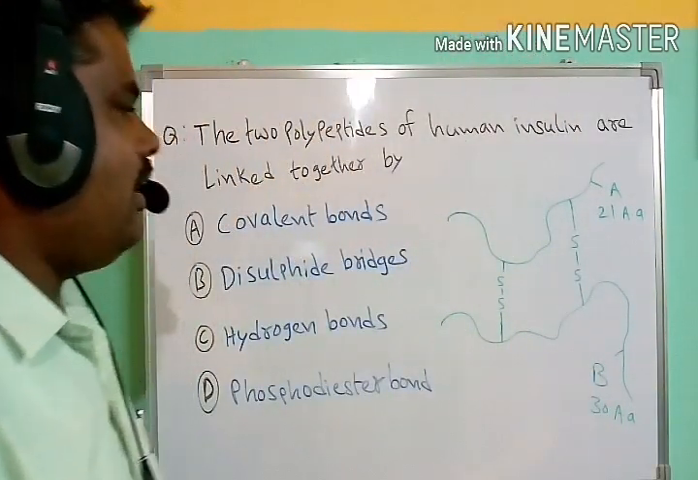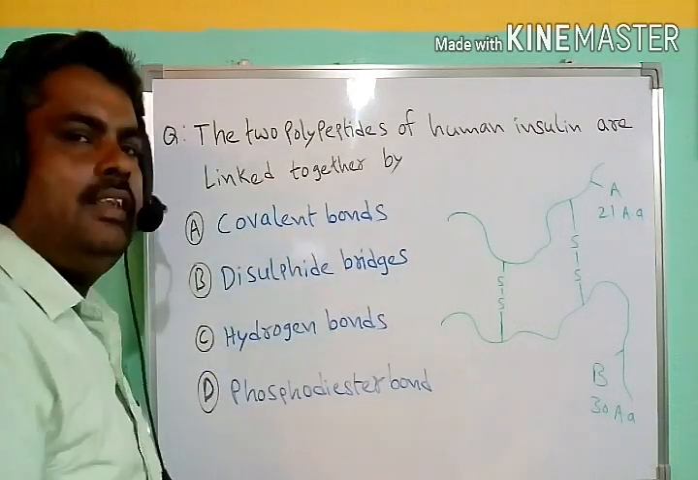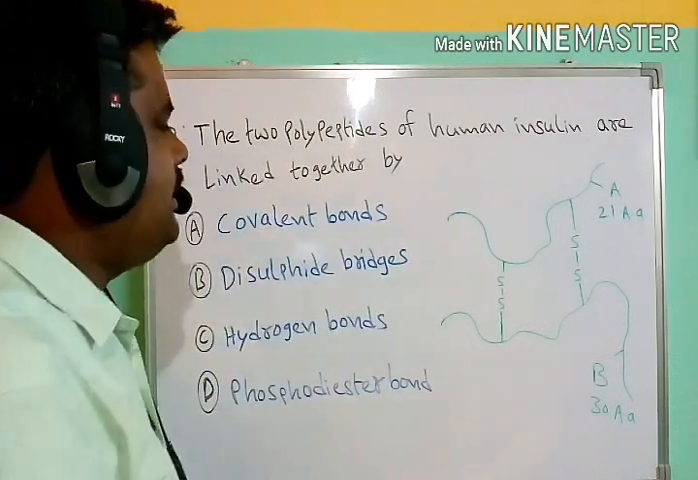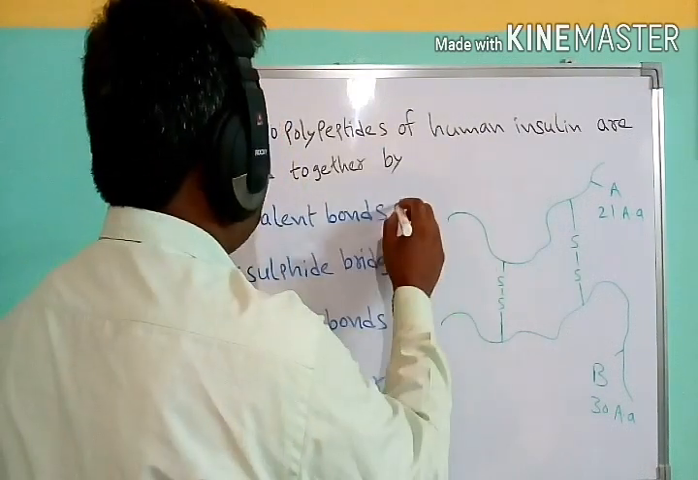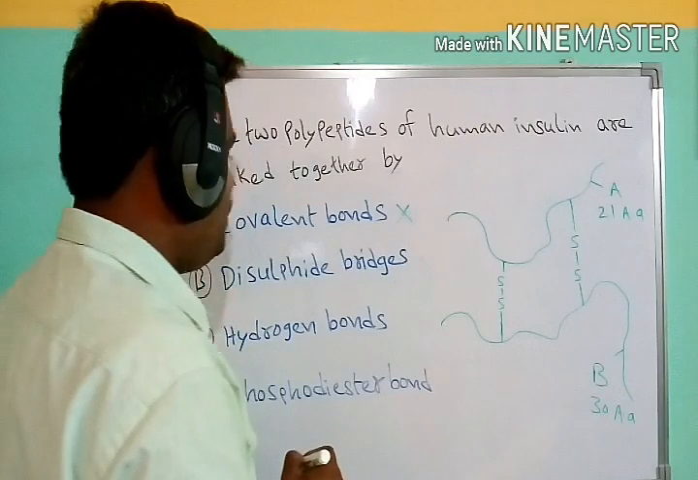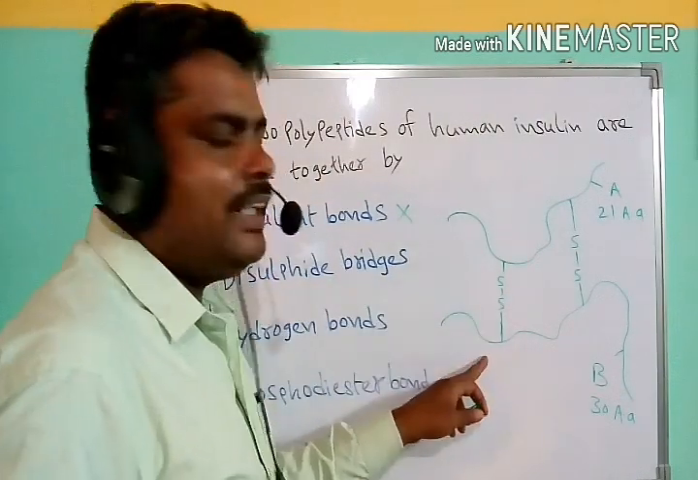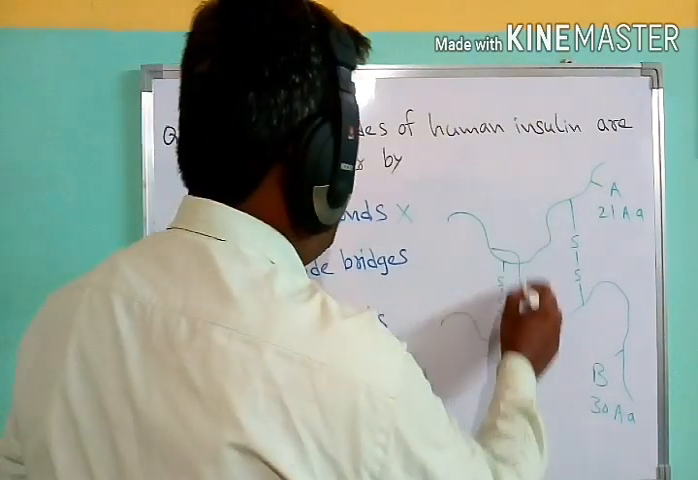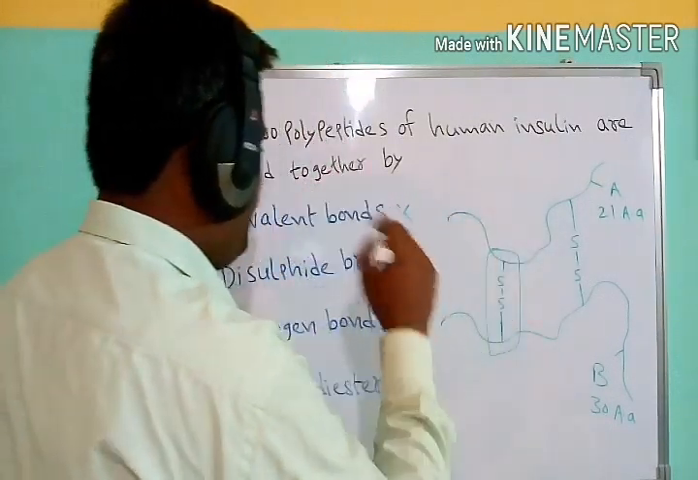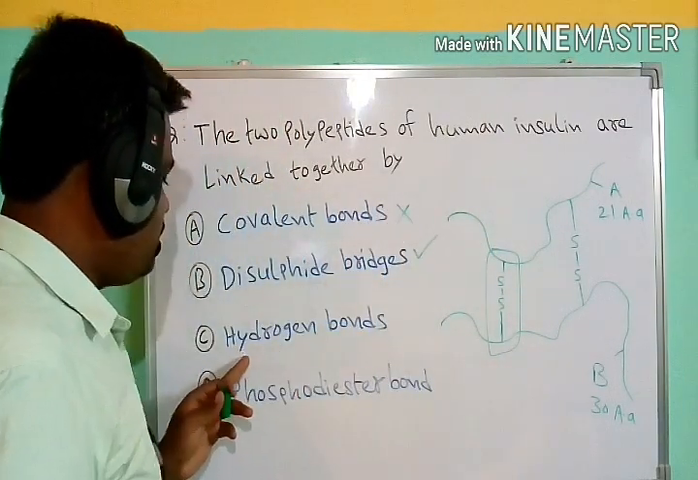Let us observe the options here. Covalent bonds. Generally, covalent bonds are not observed in this insulin structure, so it is not a correct option for this question. Next, disulfide bridges. The two polypeptide chains are joined together by disulfide bonds. So this is the right option for this question. Let us see the next option.